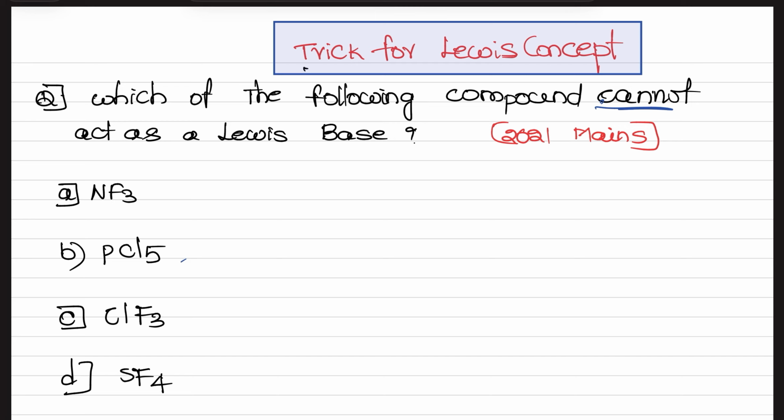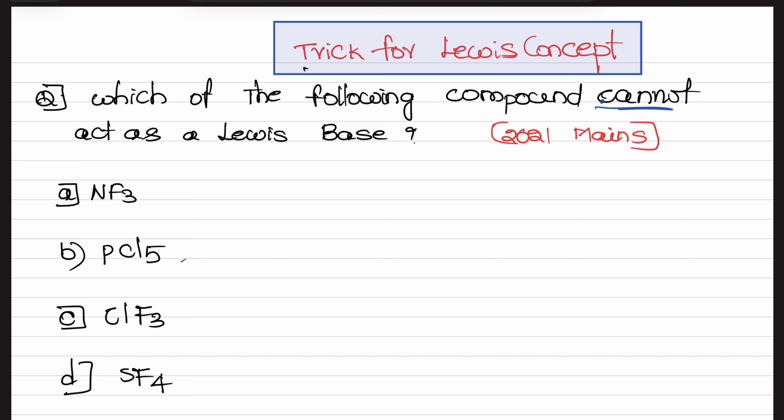To solve this question, first we will learn the trick to identify the Lewis acid. How can we identify the Lewis acid? Lewis acids are nothing but electron pair acceptors. They need electrons, in the sense they are electron deficient molecules. An electron deficient molecule will come under the category of Lewis acid.